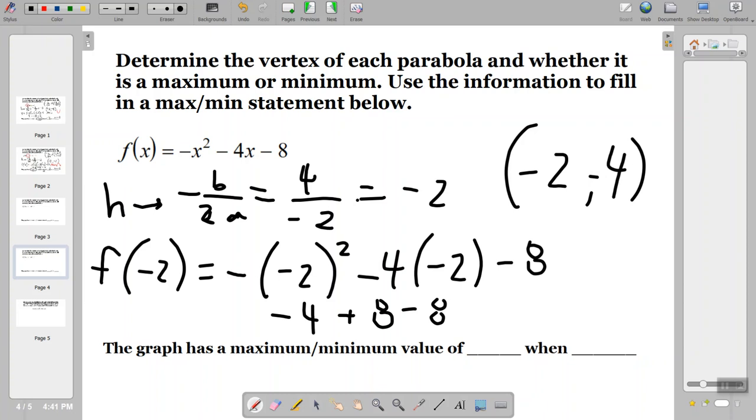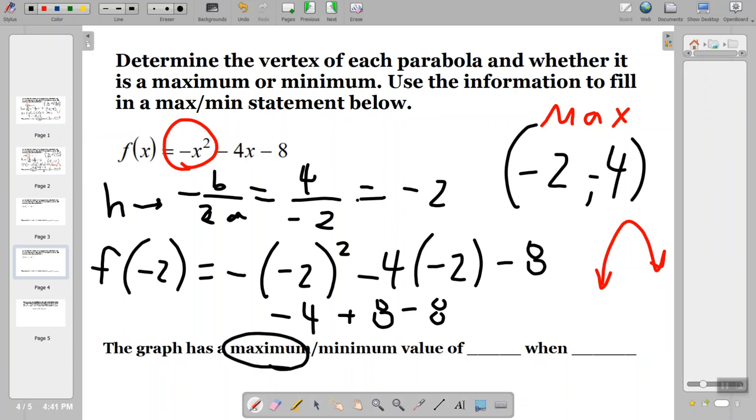Again, we have a negative in the front, therefore it opens down. Therefore, this is a maximum. The vertex is a maximum. So our max-min statement will be: this graph has a maximum value of negative 4 when x equals negative 2.